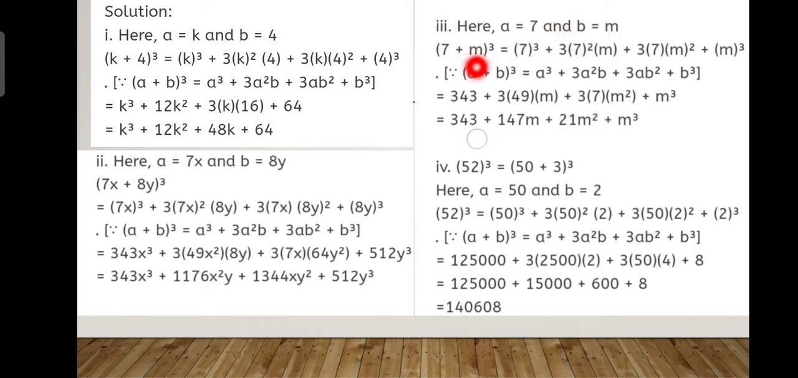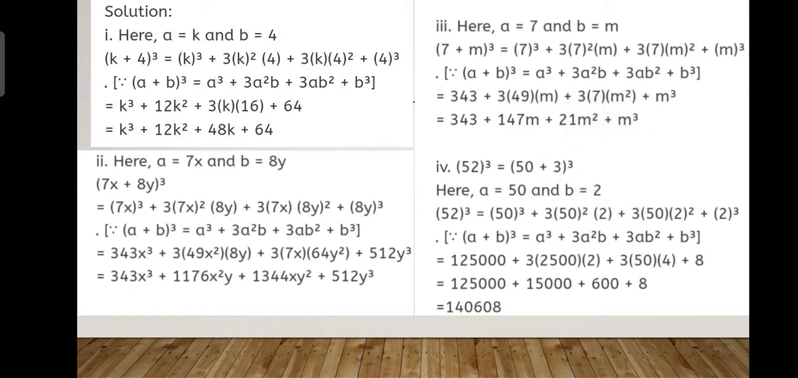So we have (7 plus m) the whole raised to cube as 7 cube plus 3 into a square, that is 7 square into m, plus 3 into 7 into m square plus m cube. So we have 7 cube as 343 plus 3 as it is, 7 square 49 m plus 3 into 7 into m square plus m cube. So we have 343, 3 into 49 is 147 m, plus 3 into 7 is 21 m square, plus m cube.